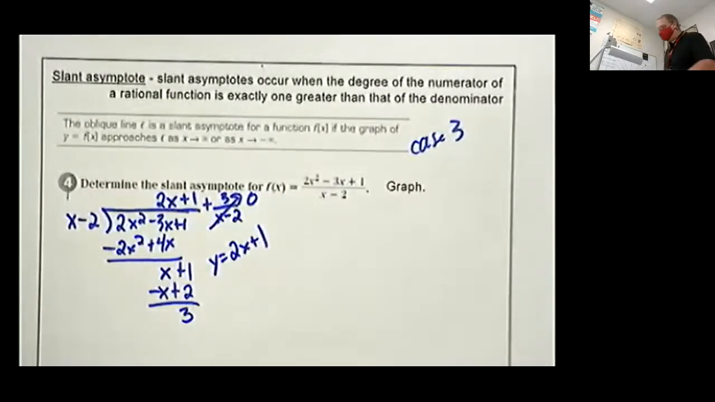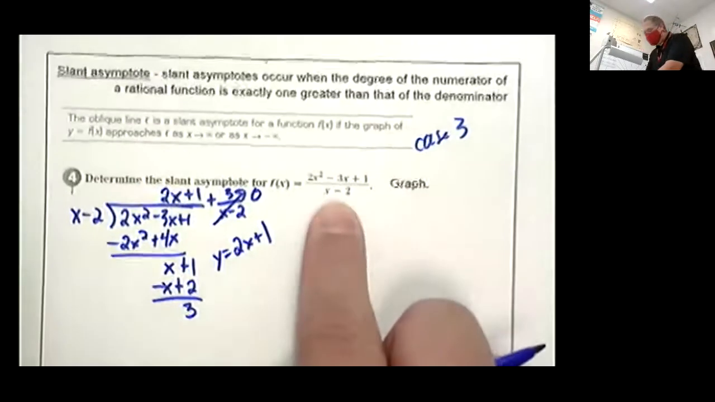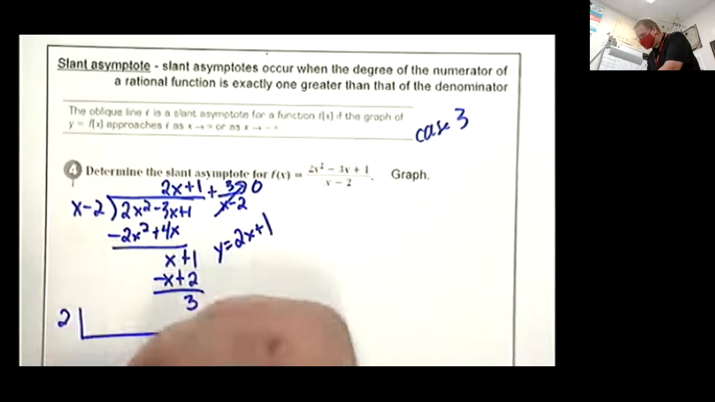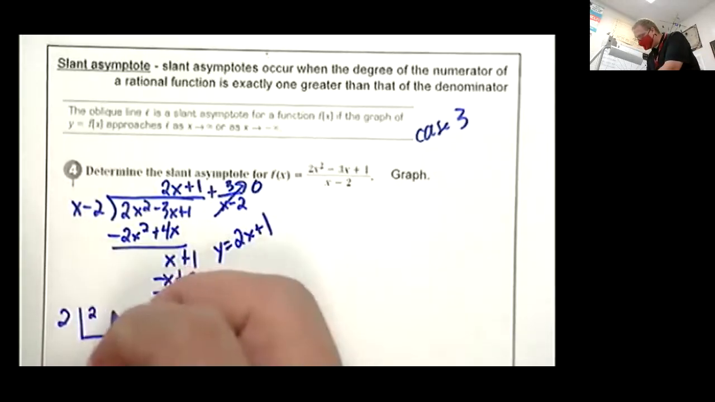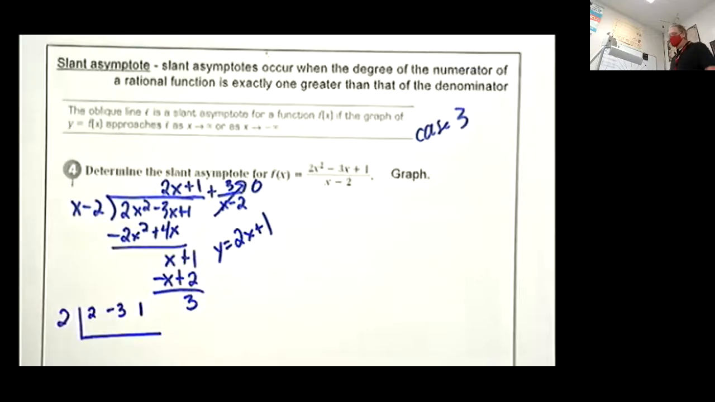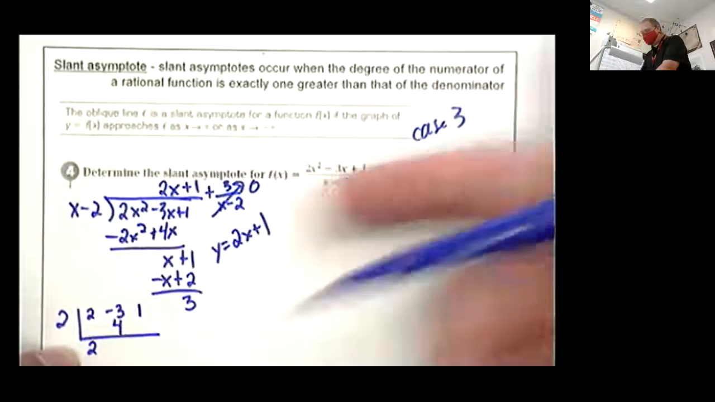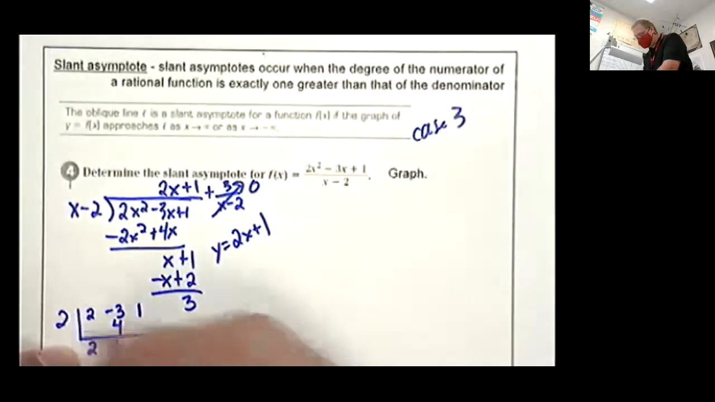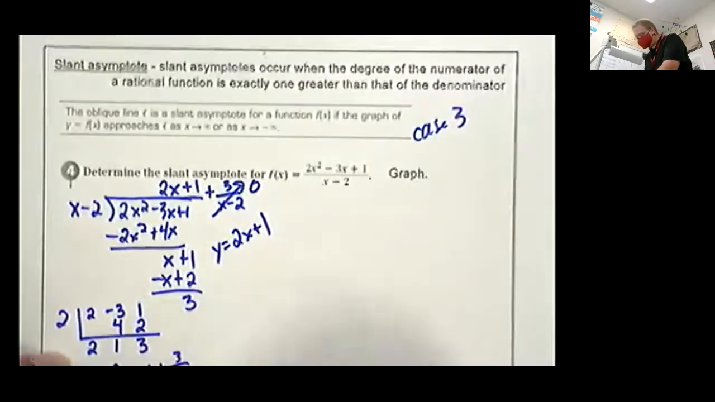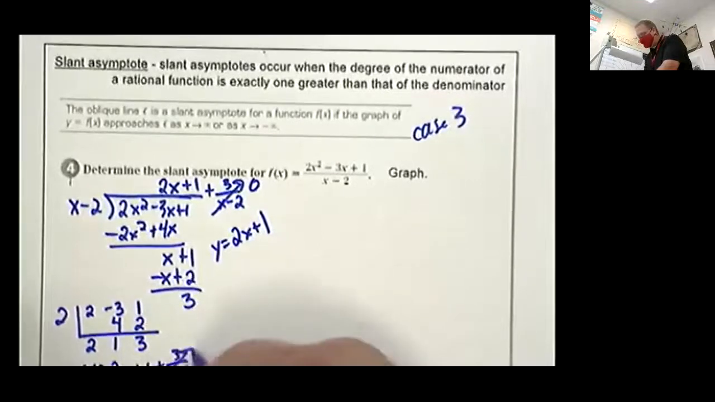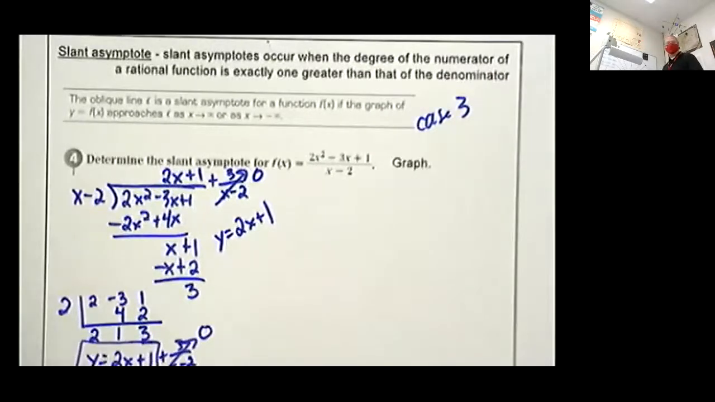Let's see if we can get that using synthetic division. For synthetic, we're going to use the opposite of this number, so 2. Then we write the coefficients, 2, -3, 1. We always drop the first number. That's 2. 2 times 2 is 4. Then we just add. We don't have to subtract because that's why we changed the sign. There's 1. 1 times 2 is 2. 2 plus 1 is 3. And there's our y equals 2x plus 1 plus our remainder of 3 over x minus 2. Again, as x gets really big, this thing goes to 0. So again, here's our slant asymptote. There's the second way to do that.